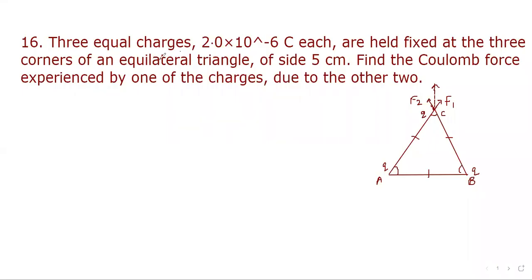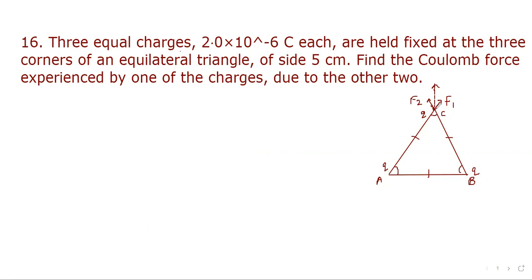Question number 16. Three equal charges, 2.0 × 10^-6 coulomb each, are held fixed at the three corners of an equilateral triangle of side 5 cm. Find the coulomb force experienced by one of the charges due to the other two.